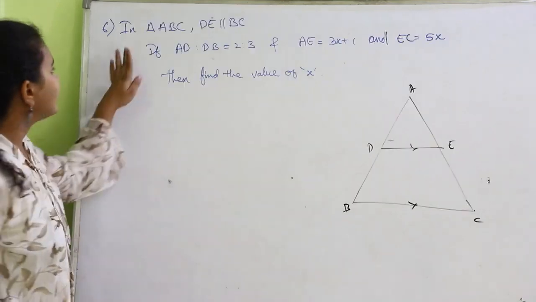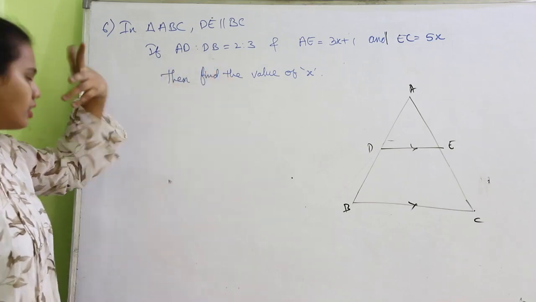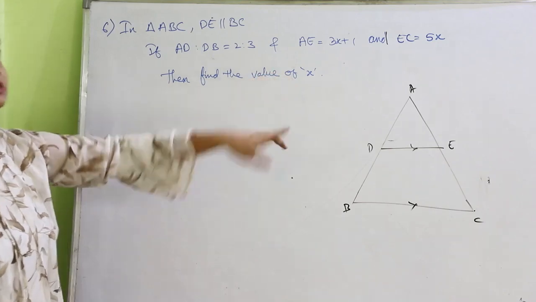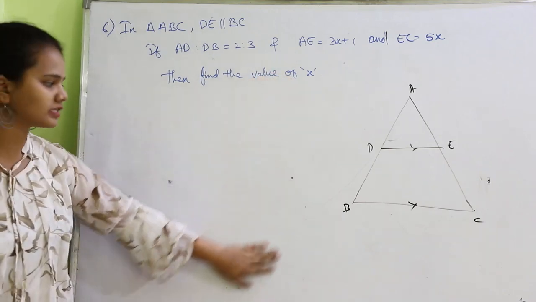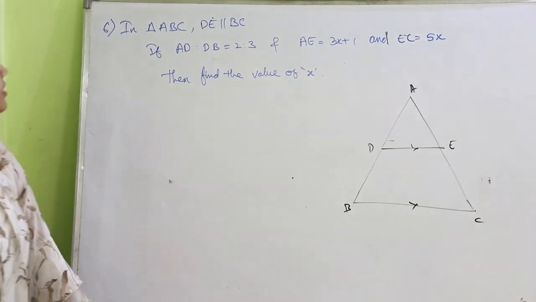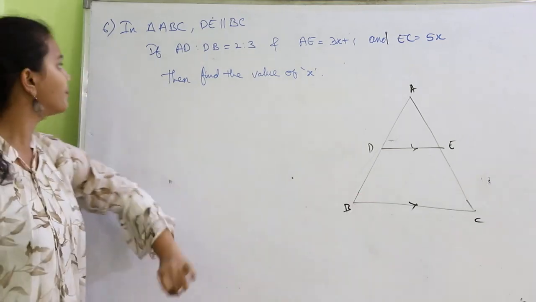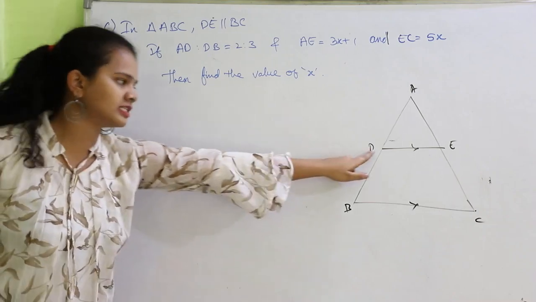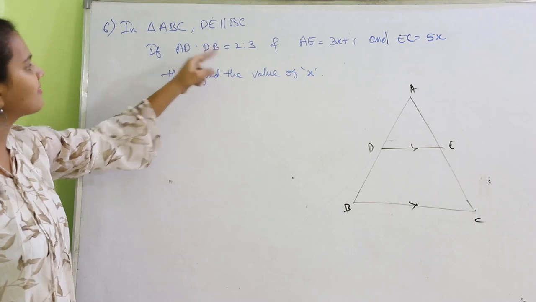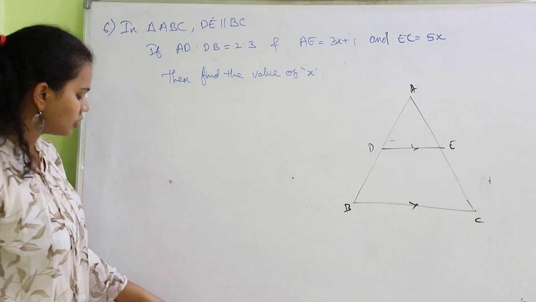We have the sixth one. In triangle ABC, where DE is parallel to BC, if AD is to DB equals 2 is to 3 and AE equals 3x plus 1 and EC equals 5x, then find the value of x. So here guys, this is the given question. Firstly, they have given one triangle, this is the triangle ABC, where DE is parallel to BC. AD is to DB equals 2 is to 3.